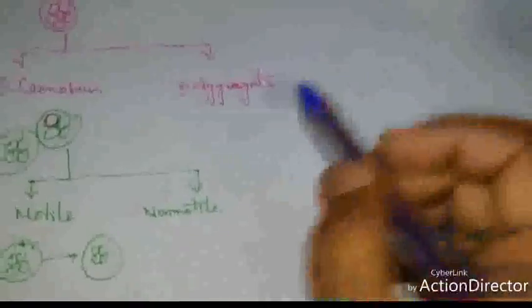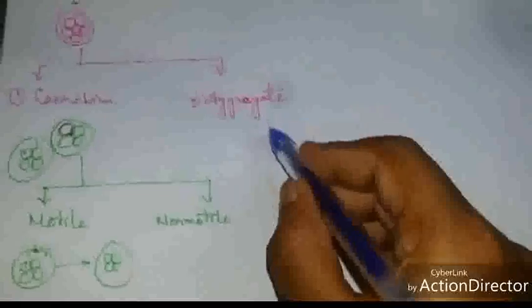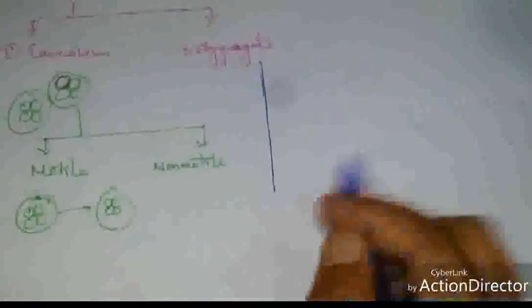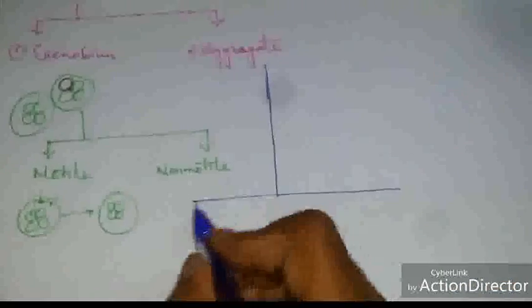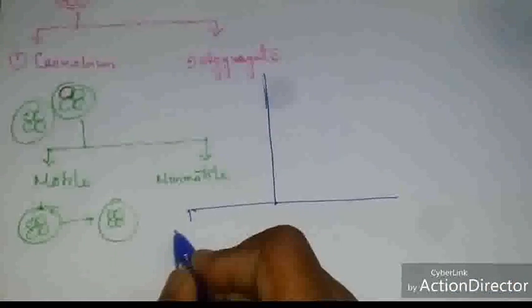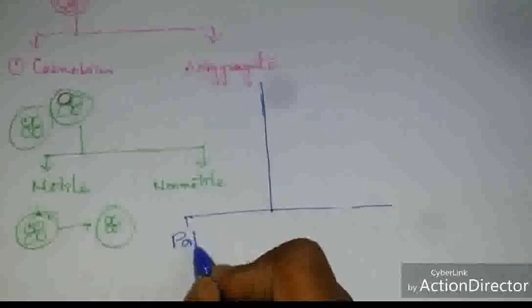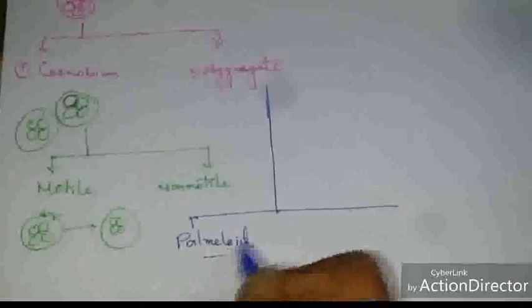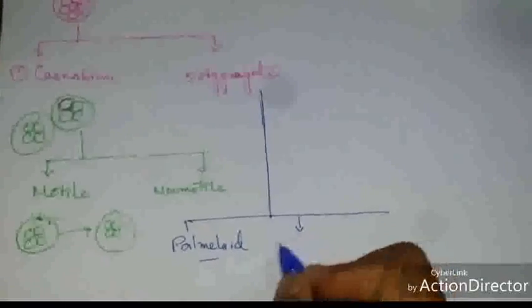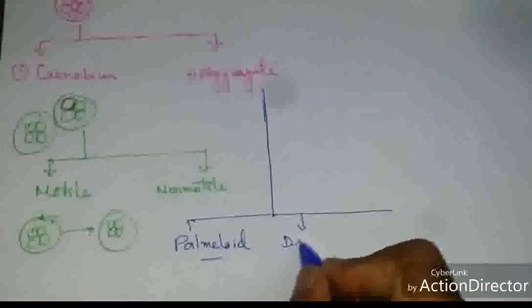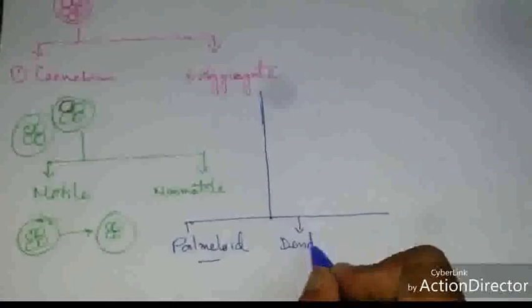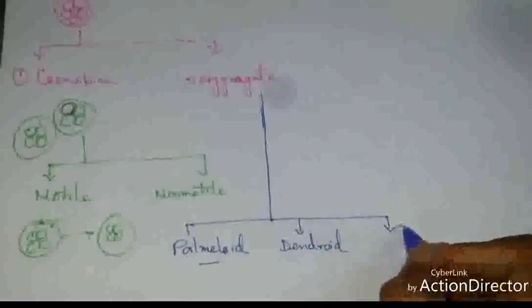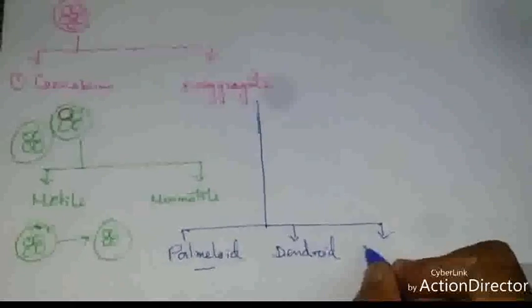Now aggregate is divided into three types. Number 1, palmelloid. Number 2, dendroid. And number 3 is rhizopodial.